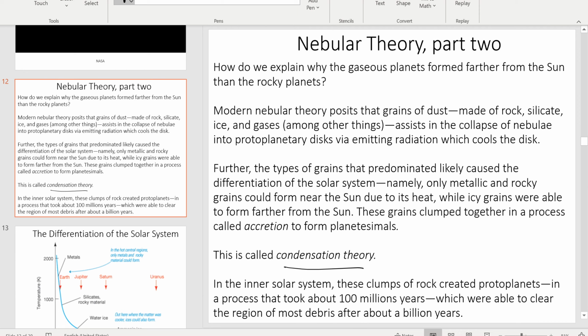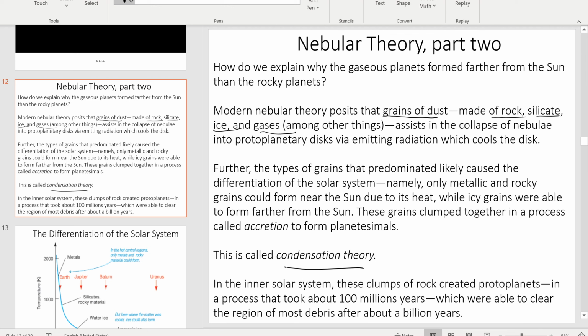And as the center of the solar system collapsed under its own gravity, the very center of that object, which would have been a roughly spherical ball of gas, became very hot, and this became the sun. That's the basic picture. So as the sun began to form, the center of the solar system became quite hot. And the idea is that grains of dust, rock, silicate, ice, gases, etc., whatever was in the nebula, assist in the collapse of the nebula and create the protoplanetary disk.